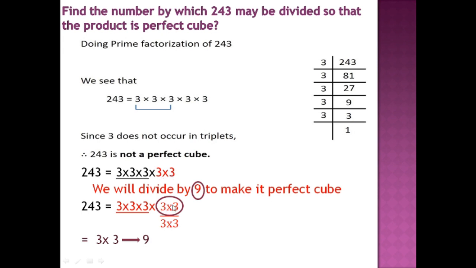These 3 are here, 3 into 3. I'll divide these which are left by the same numbers. We will cancel this 3 by this 3 and this 3 by this 3. So that means what we will do? We will divide it by 3 into 3. And what is the answer of 3 into 3? Which is equal to 9. So we will divide by 9 to make it a perfect cube.